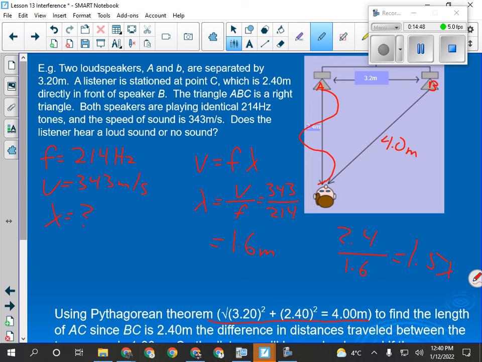Now I need to do the same thing here. I've got to figure out how many waves are there. So I'm going to go 4 divided by 1.6. That's going to be 2.5, right? Yeah. All right, so from this speaker, there's 1, 2 and a half. Okay. Am I going to hear a loud sound or a quiet sound?